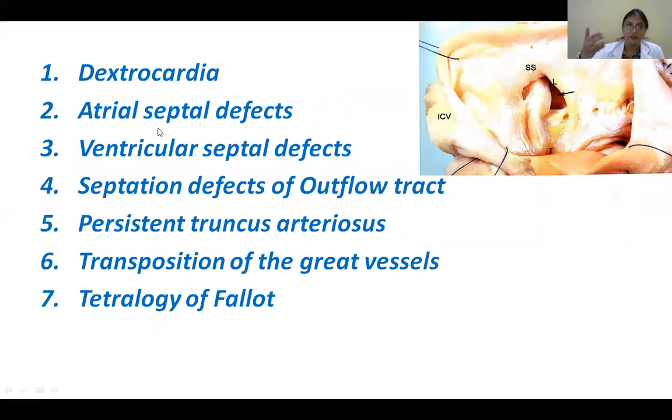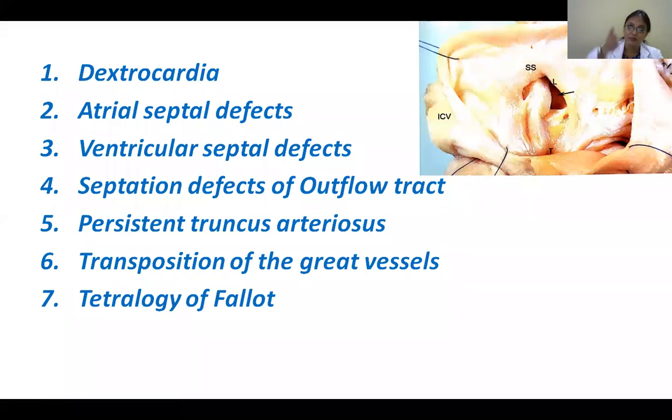Then the other one, first I talked about cardiac looping, so the C-shaped loop and all that, then an S-shaped loop, and they just shift positions. So related to that, one anomaly is dextrocardia. The second one is an atrial septal defect.